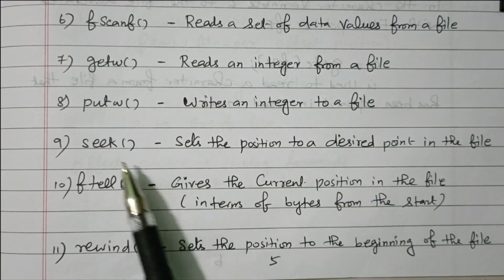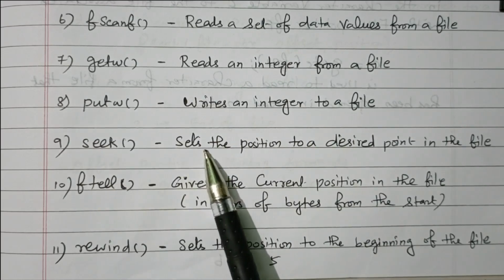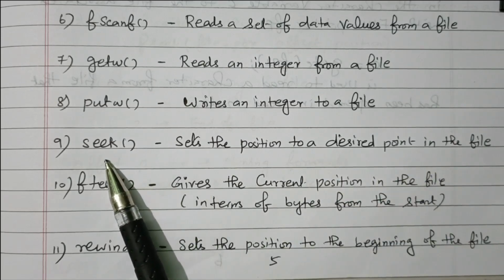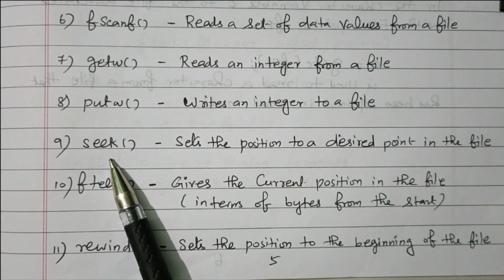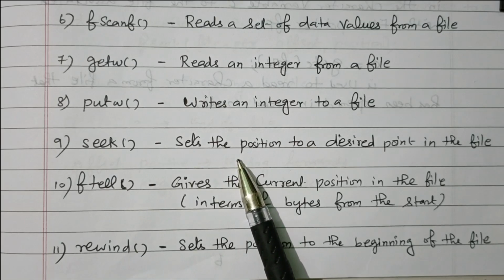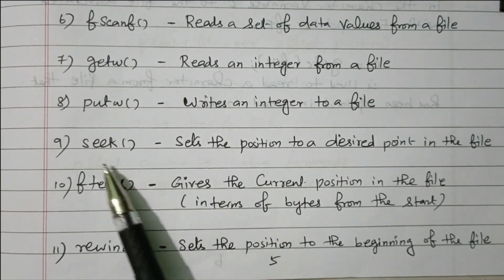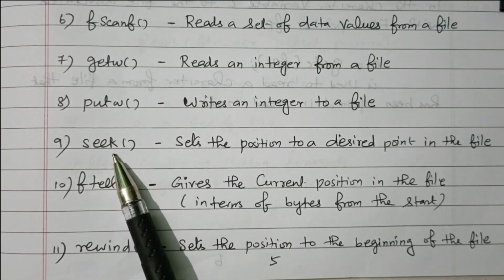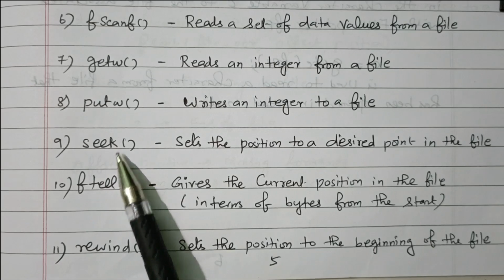Then fseek sets the position to a desired point in the file, either the beginning or the middle. Once you open the file, the current position is at the beginning. As you keep on writing the data, the cursor position will be at the last. If you want to move the position to somewhere in between, the beginning, or the end, we can use fseek. The separate details available for the fseek function, with its many subdivisions, are in a separate video.